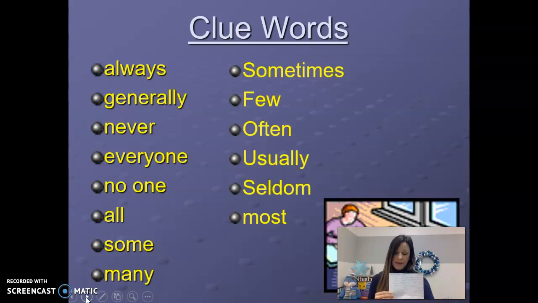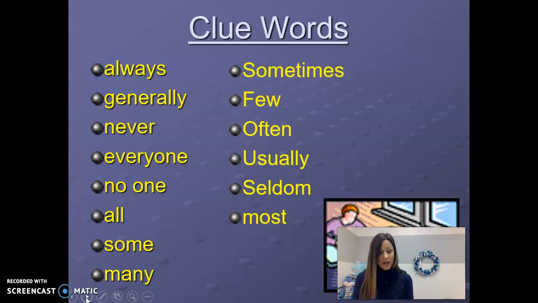So we have always, generally, never, everyone, no one, all, some, many, sometimes, few, often, usually, seldom, and seldom means hardly ever, right? And most. Those are your clue words that when you are reading a text and the author is using a generalization, you will usually see one of those type of words.